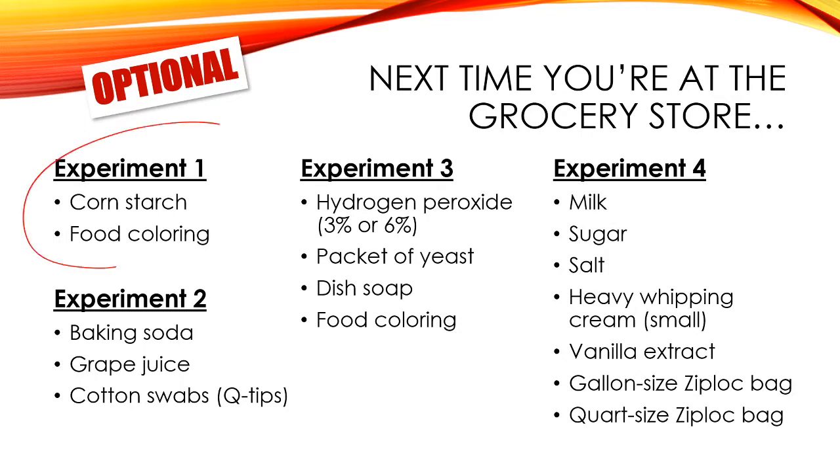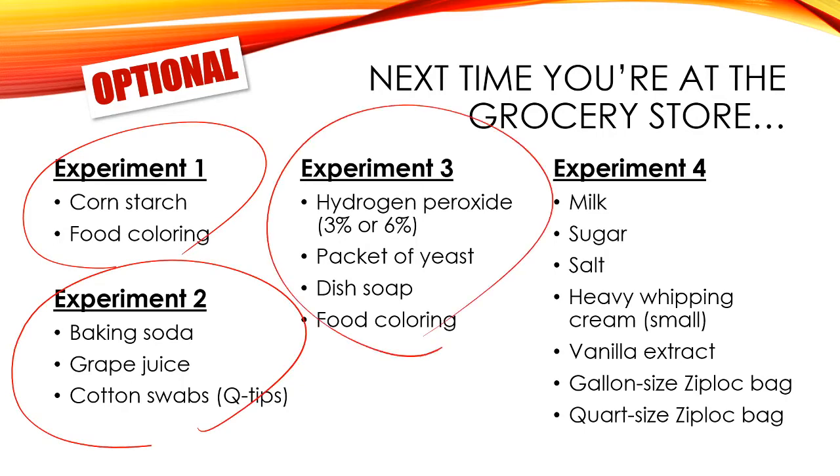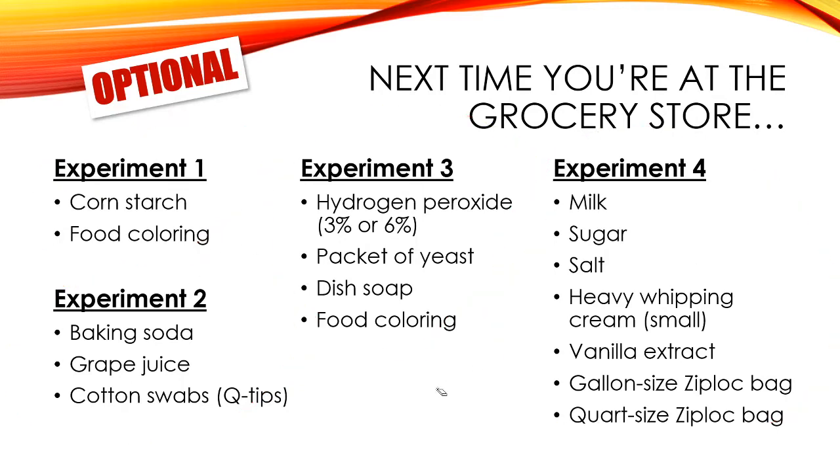So here we go. We have experiment 1, experiment 2, 3, and 4. You can do none of them, you can do all of them, you can just do experiments 1 and 3, you can just do 2 and 1 and 4, any combination that you want. I just want to give you guys the shopping list for these household items ahead of time. So next time you're at the grocery store, you know what you'll need to get to participate in these experiments starting at the end of this week and going through next week.